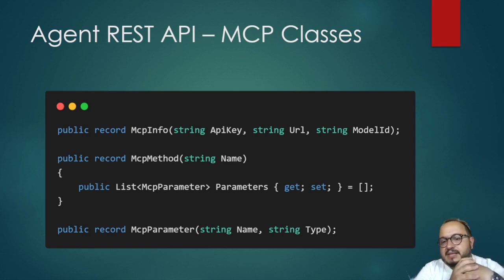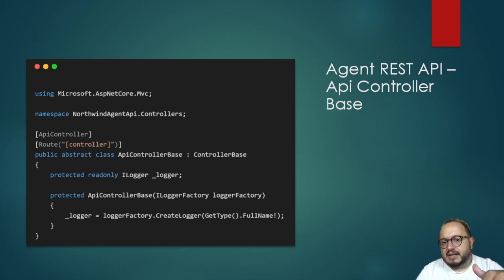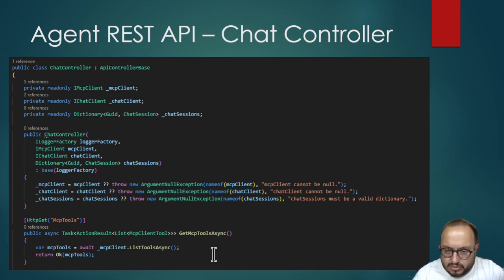Let's implement some classes like MCP info, MCP method, and MCP parameter as records like this. Chat session is a class and memory template to store chat history and options. Same drill as the gateway API. Implement an API controller base. Implement a chat controller with the MCP client and chat sessions components.